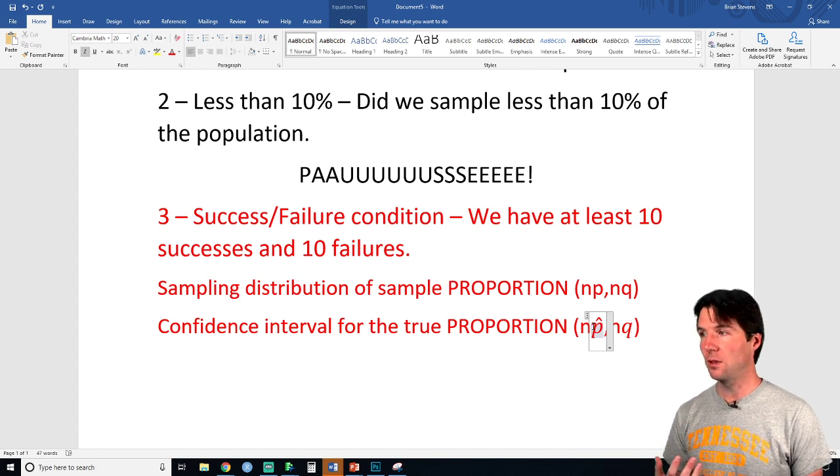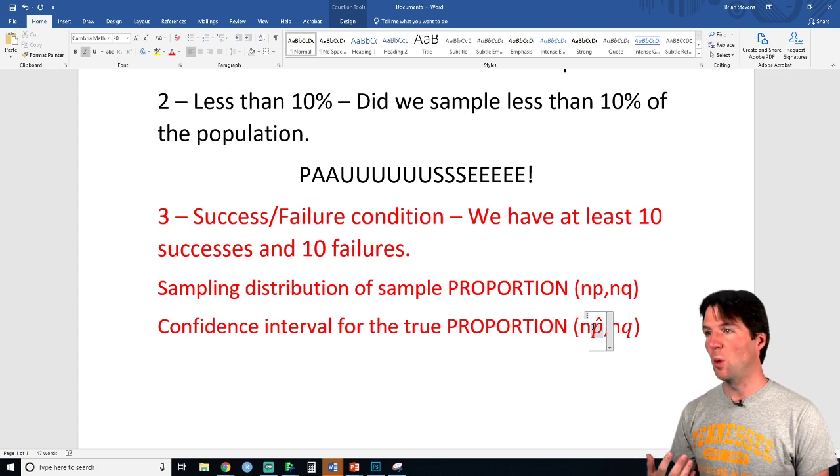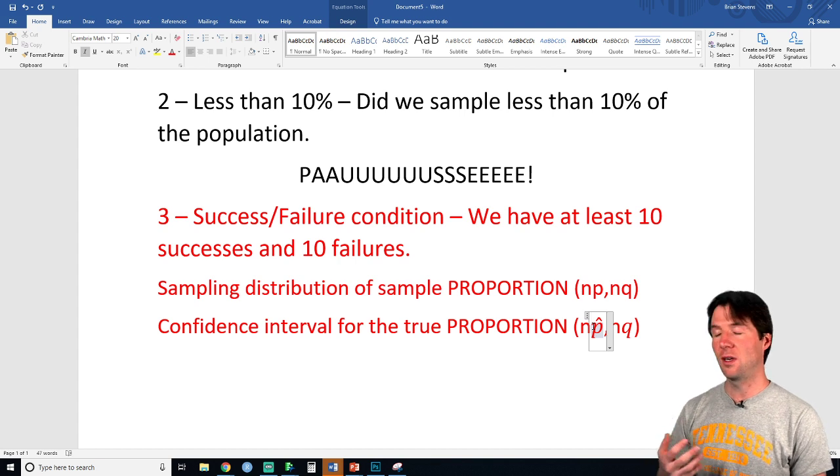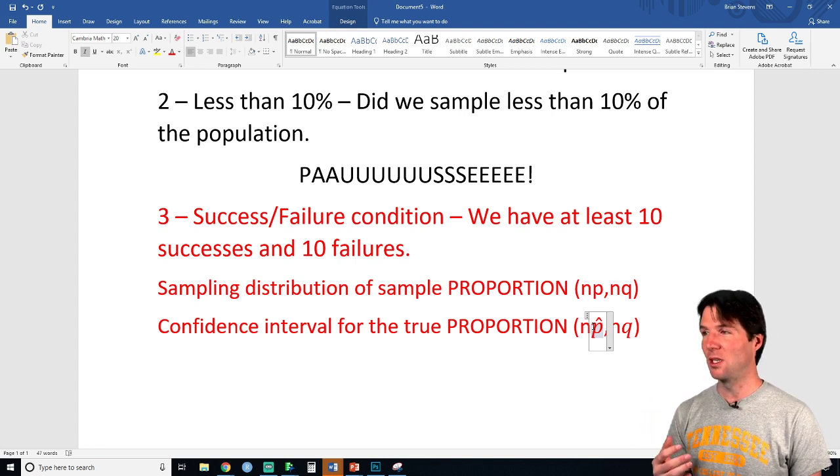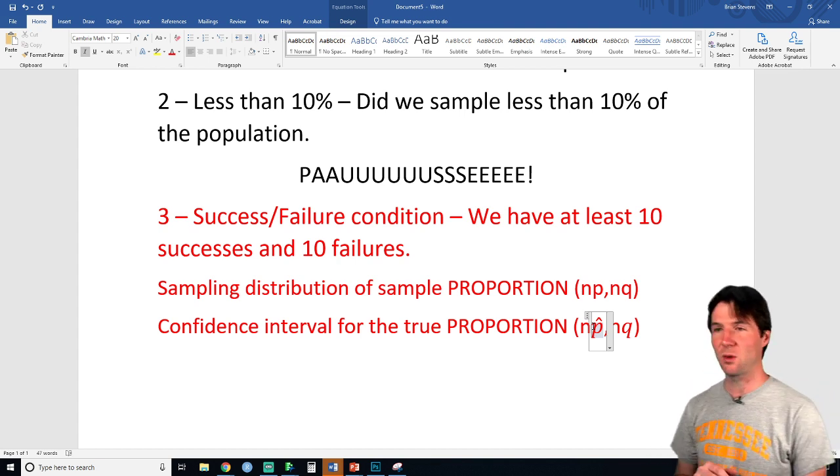When you make a confidence interval, you don't know P because you want to know the true proportion. But when you're making a sampling distribution of the sample proportion, you actually know P. If you look at the equations, the mean is going to be P. So that's kind of a review right there. Please ask questions if you have any.